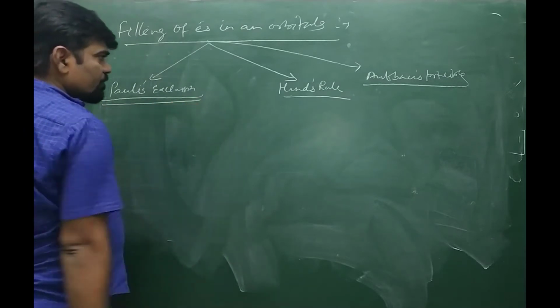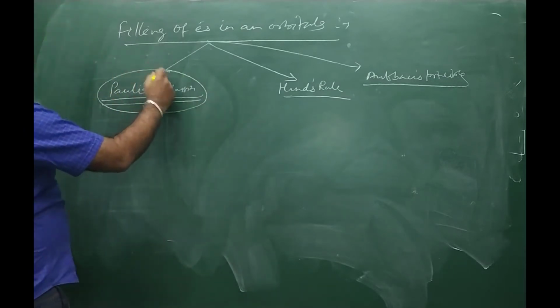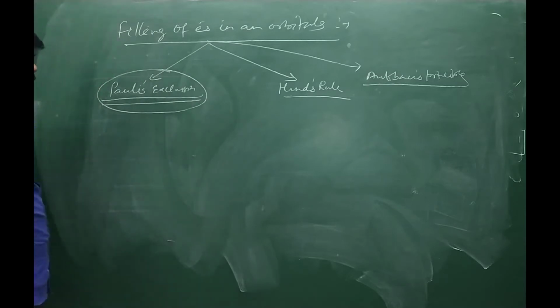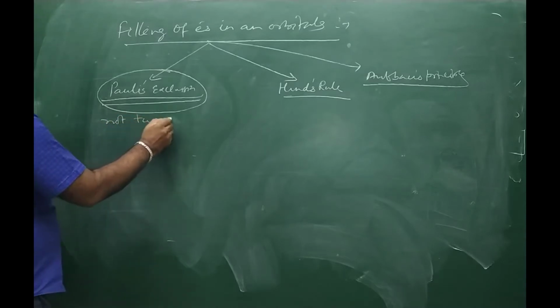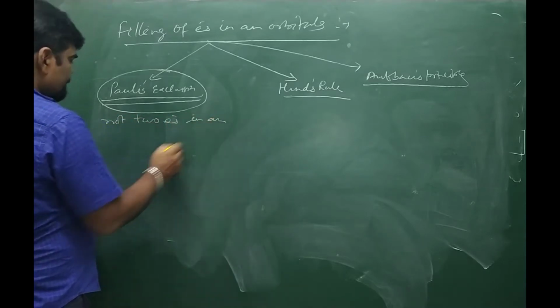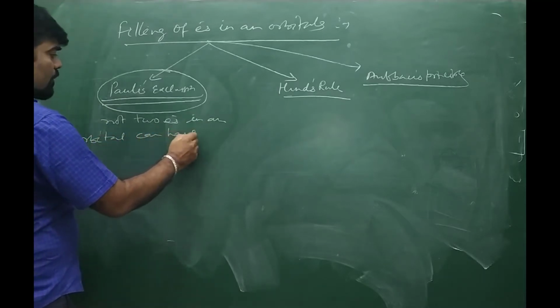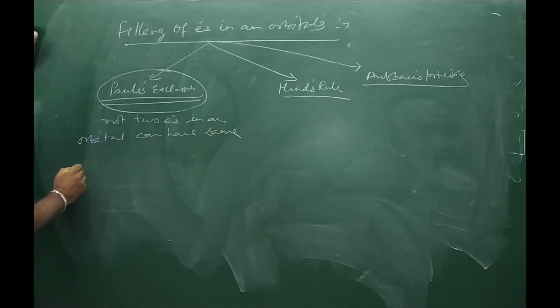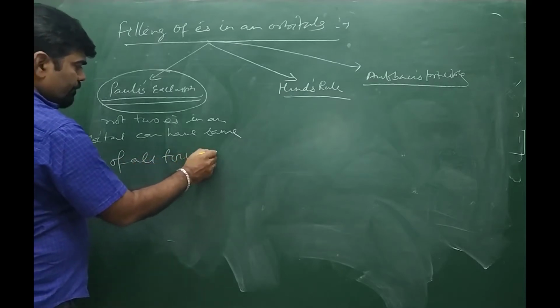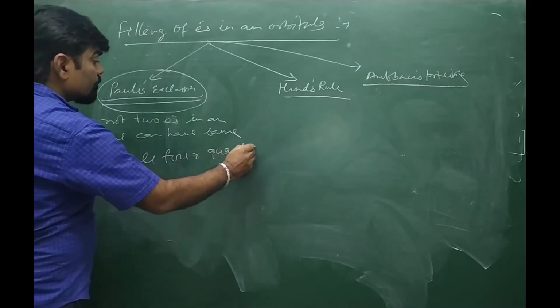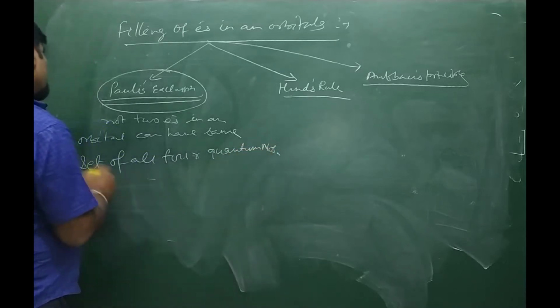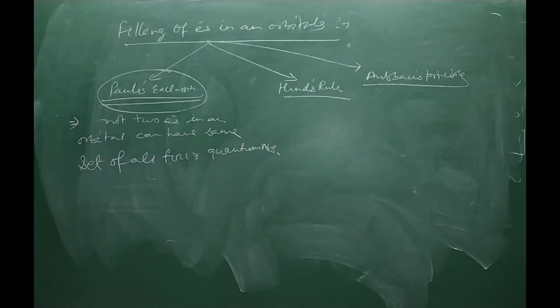One is Pauli's exclusion principle. It states that no two electrons in an orbital can have the same set of all four quantum numbers. So no two electrons in an orbital can have the same set of all four quantum numbers.